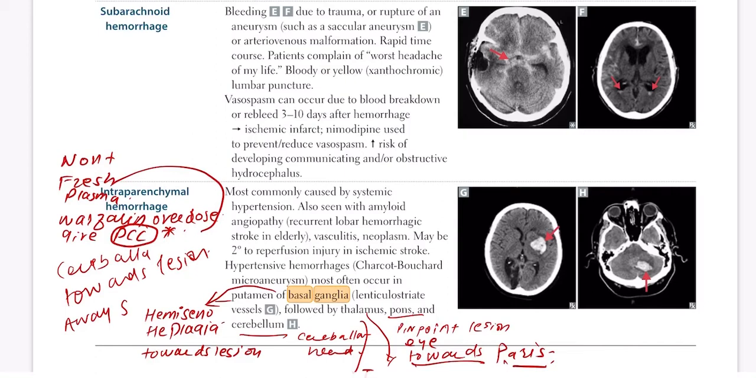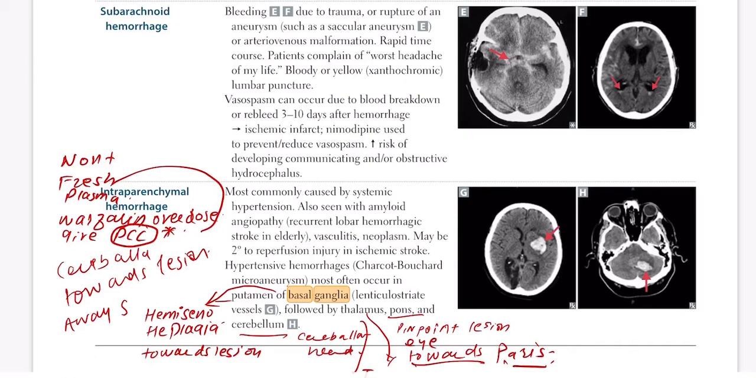You can also see this kind of stroke in amyloid angiopathy, but in that particular case, you will see an old patient. You can also have vasculitis or some kind of neoplasm, some kind of tumor, that can lead towards this kind of bleeding. It also can be associated with reperfusion injury in ischemic stroke. When we try to remove the clot and reperfusion occurs in that specific part, that can lead toward intraparenchymal hemorrhage.